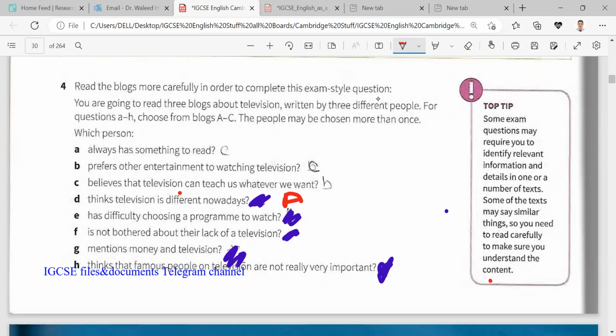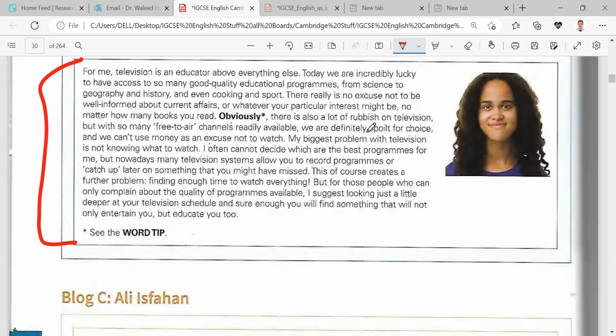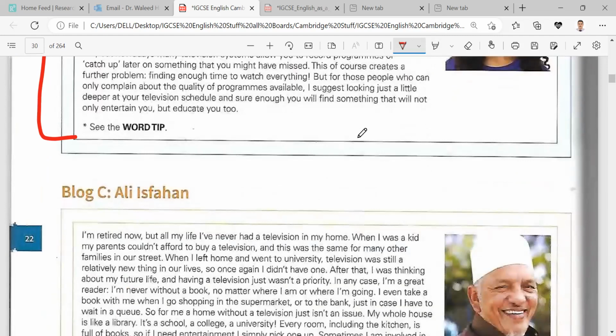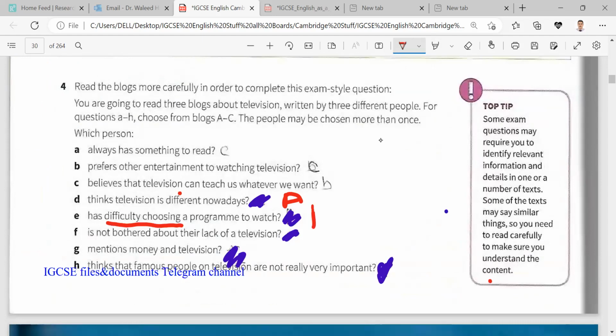B. Let me know what the keywords are here. What are the keywords? Has difficulty choosing a program to watch. Program. Yes, B. Why? How do you know? Because B, she has mentioned that the biggest difficulty for her is that she doesn't know what is the best program for her. Perfect. Let me clap for you, Khalid. Well done. Perfect. Great job. You're right.